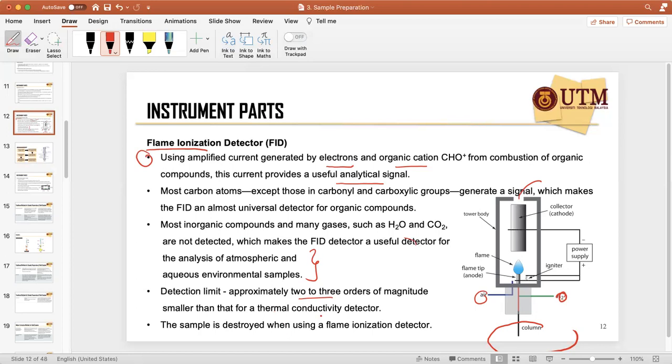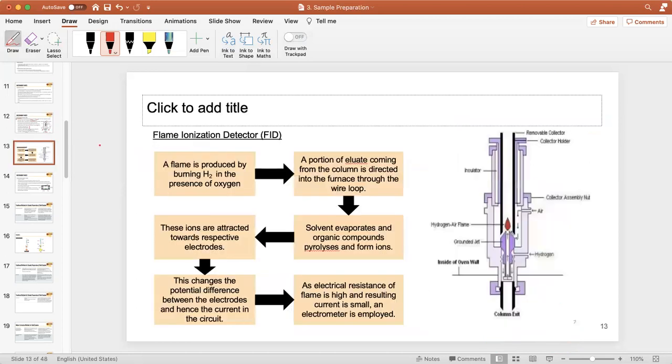But as I mentioned, for FID, if you have environmental samples, atmospheric samples, or any organic samples, when you use FID, the detection limit is much smaller, but it is much more specific towards your analytes. Okay, the sample is destroyed when using a flame ionization detector. When I say destroyed, it means that at the end you cannot collect back your analyte because it is destroyed inside the flame. So basically for flame ionization detector, your analytes is destroyed. You cannot collect back. Okay, so that is flame ionization detector.